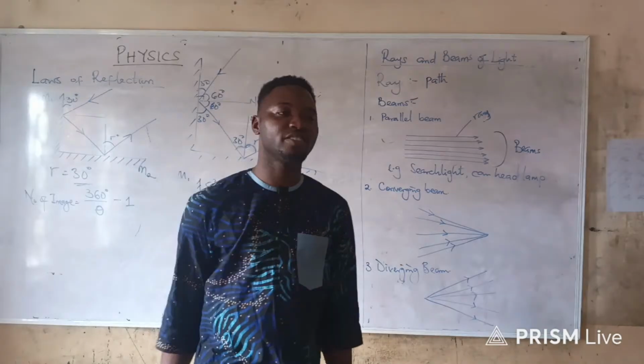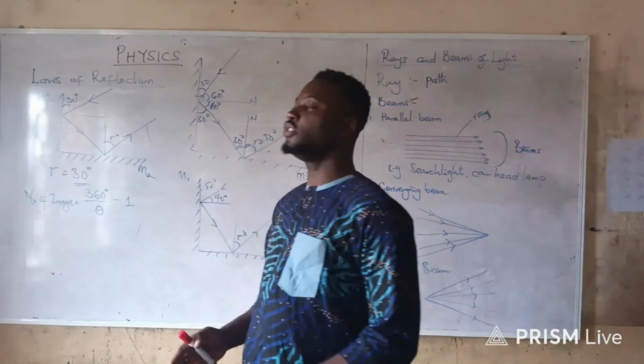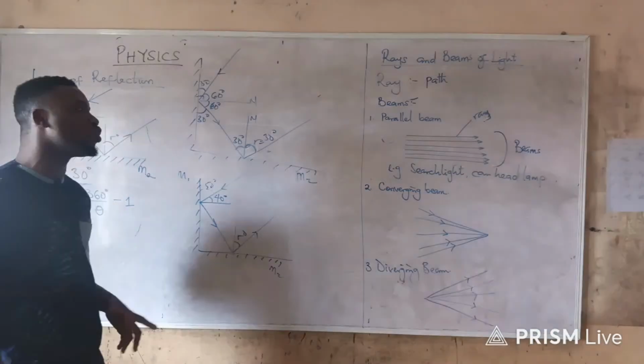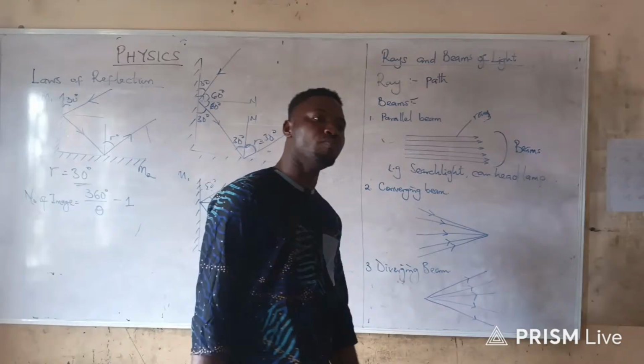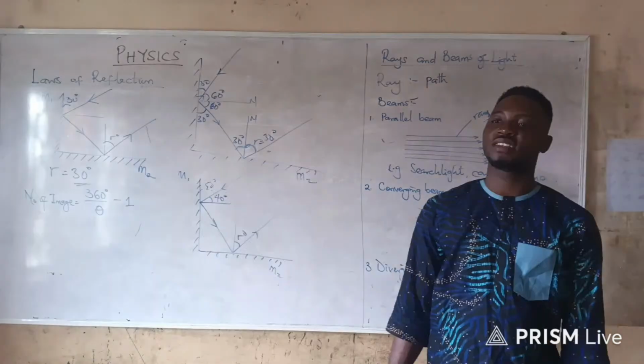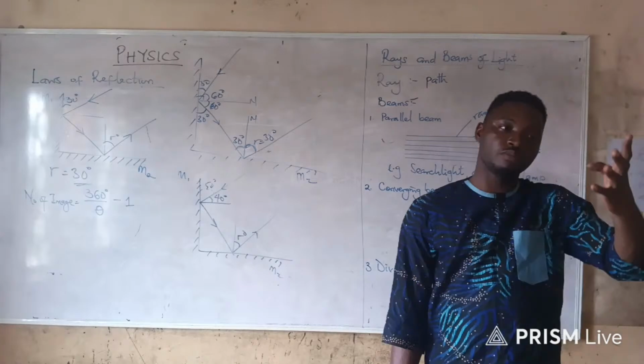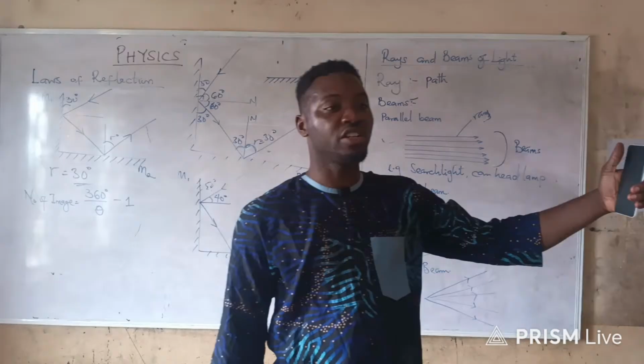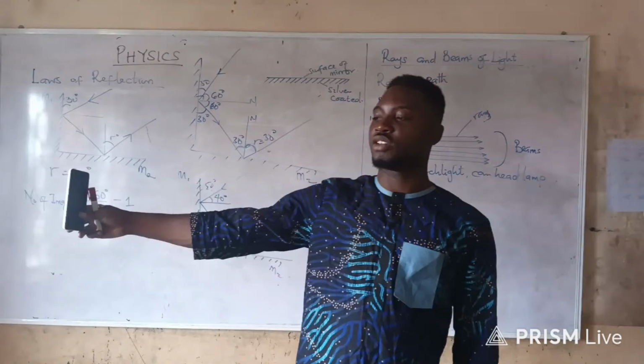Please have yourself. The symbol of silver is Ag. That's the symbol of silver. The back coating of glass is silver. Position of the mirror. You put the mirror here, you're going to see the image.